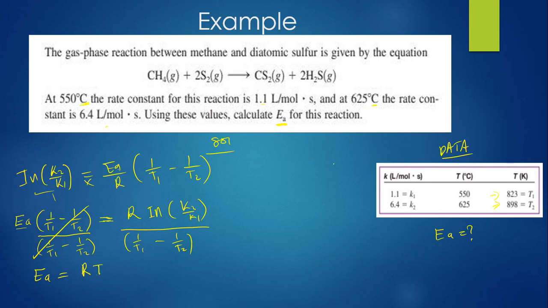So your activation energy is equal to the gas constant R times ln K2 over K1, over 1 over T1 minus 1 over T2. And I'm sure you have seen what's happening here. My thing is not allowing you to write T1 there, but I'm sure you have seen what's happening there.